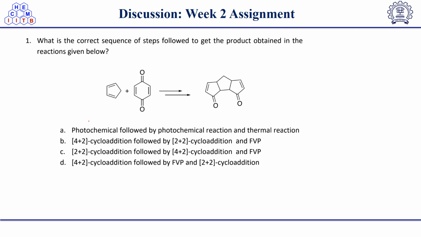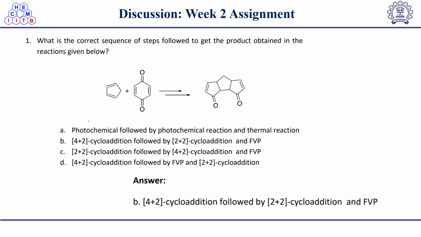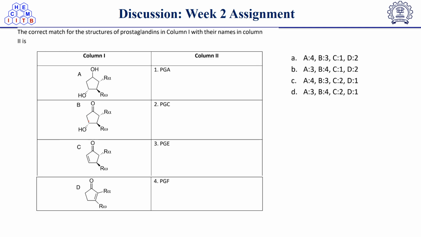This was the first question: the correct sequence of steps followed to get the product obtained in the reaction given below. And the correct sequence was 4 plus 2 cycloaddition followed by 2 plus 2 cycloaddition and then followed by thermal pyrolysis, that is FVP.